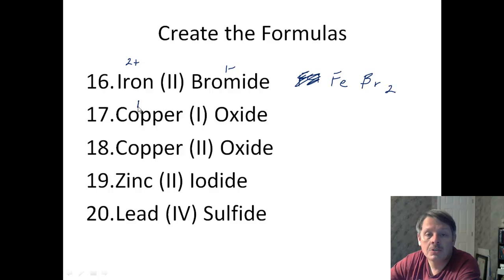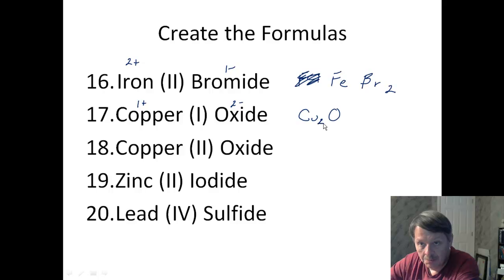Copper 1 oxide is a 1 plus. Oxygen's a 2 minus. Copper is Cu. Oxygen or oxide is O. I crisscross them. I get Cu2O.